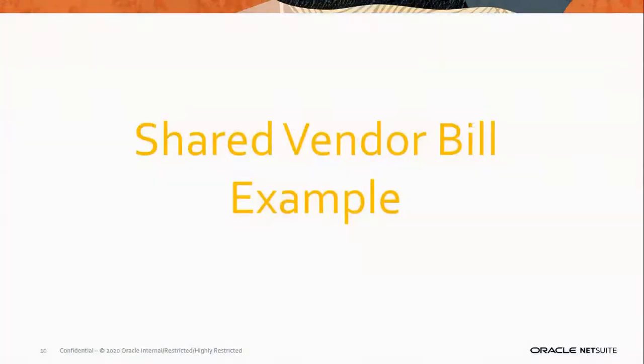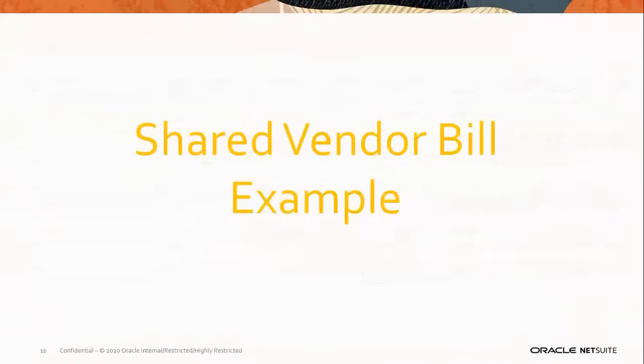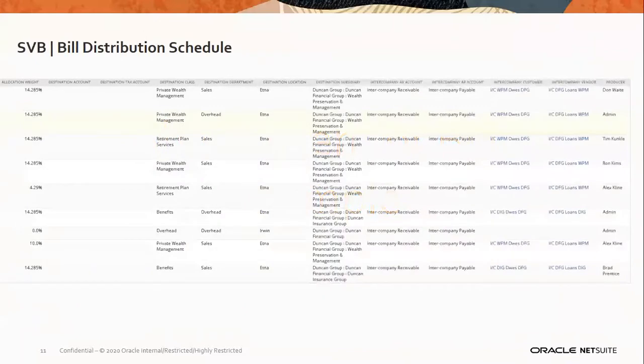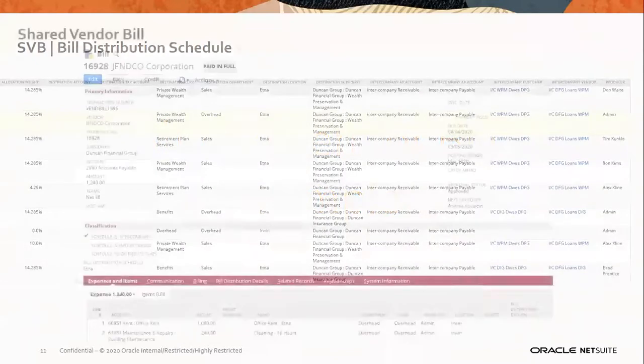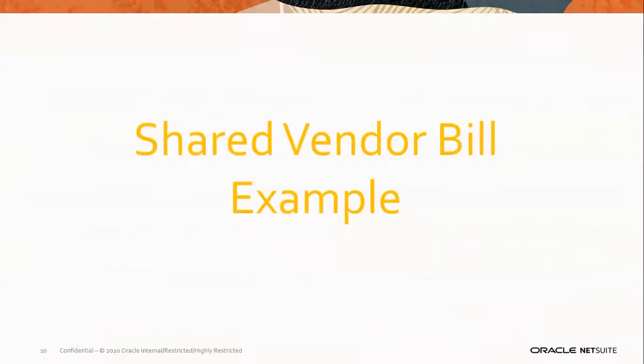Now I want to turn it over to Chelsea to walk through an example of the distribution schedules that they have set up. Thank you. So on this first screen here, this is an example of one of our percentage-based shared vendor bill schedules. And this is just to allocate to one of our locations, which is Aetna.